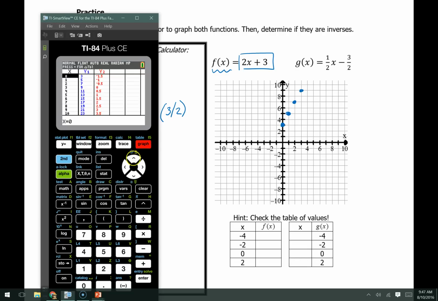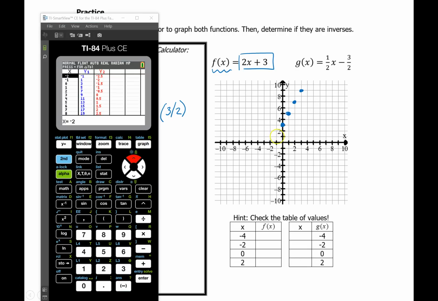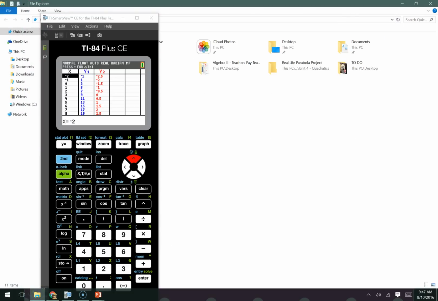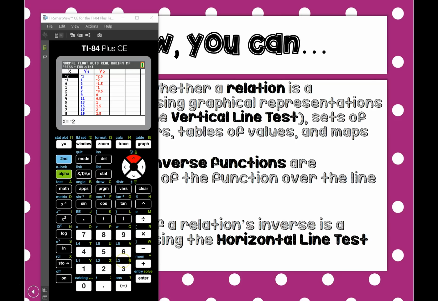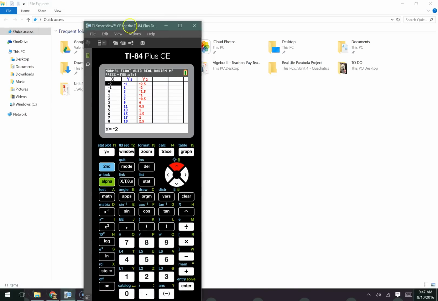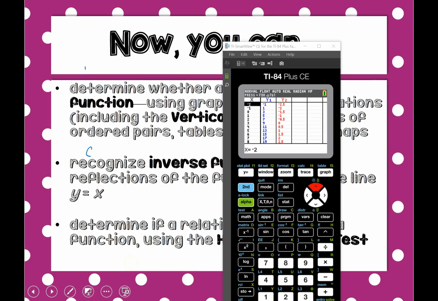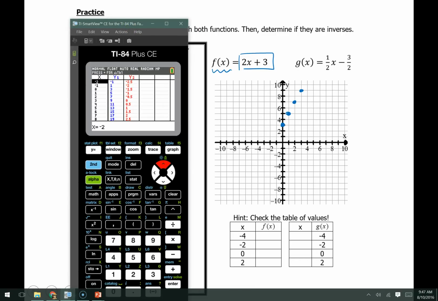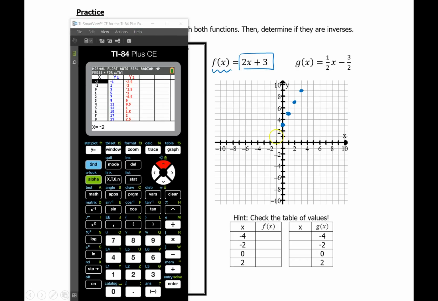I can go up if I want to go the other way, so that's -1 is up at +1. Okay. So at -1, I'm up at +1. And at -2, I'm down at -1. All right, so this is my line f of x.